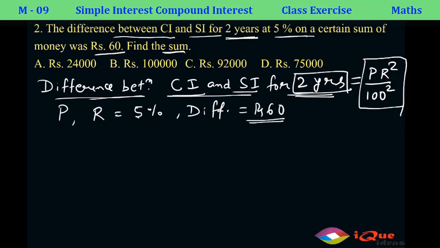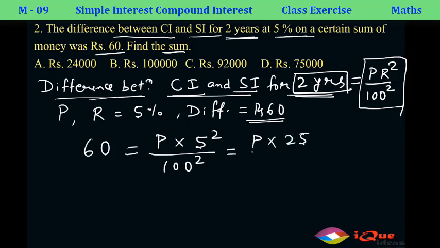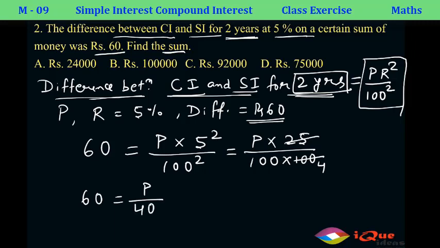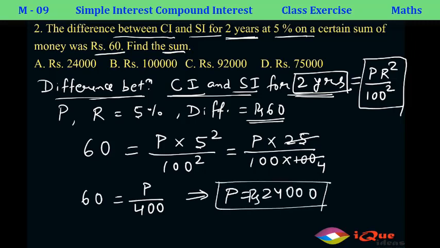We say that 60 is equal to P into, in place of R we can put 5, so 5 square upon 100 square. Alright, so which is equal to P into 5 square is 25, 100 square we can write as 100 into 100. So 25 cancels 100 4 times. So we have 60 is equal to P divided by 400. So from here we get P is equal to 60 into 400, which is 24,000. That means the principal amount is equal to 24,000 rupees, which is option A.